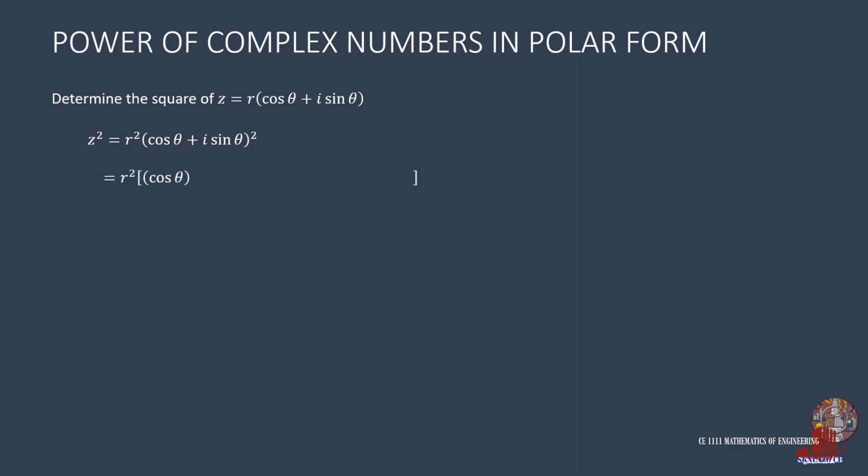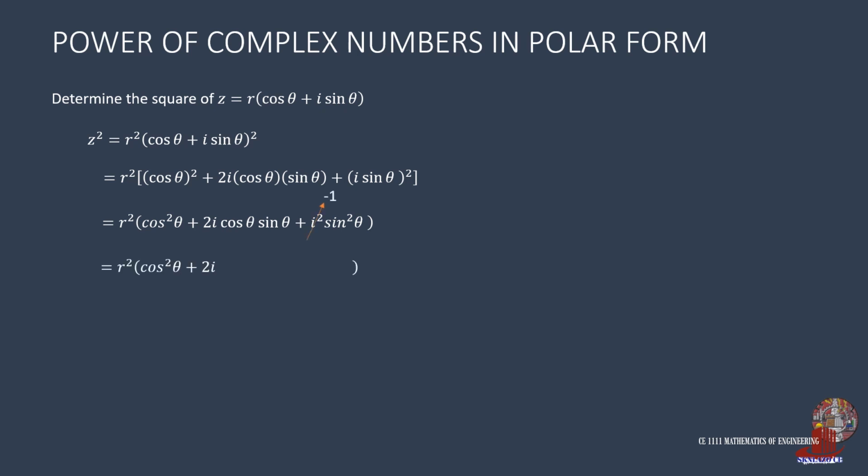The binomial's square is then expanded as cos^2 θ plus twice the first term cos θ and the second term i sin θ, then the square of the last term i sin θ. The solution becomes r^2 times (cos^2 θ + 2i cos θ sin θ + i^2 sin^2 θ). i squared is negative 1, making the solution r^2 times (cos^2 θ + 2i cos θ sin θ - sin^2 θ).